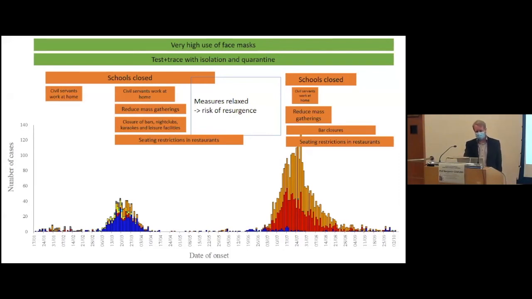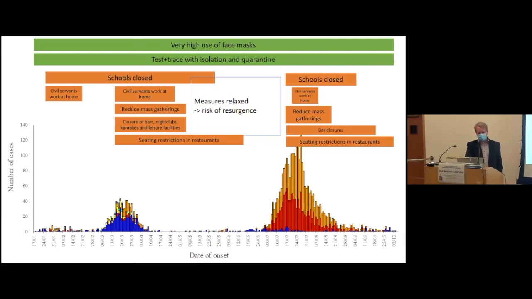And when numbers of cases get really high, I think the test and trace gets more and more difficult. So what has worked? I put the measures in orange here: the social distancing measures, the civil service working at home, the reductions on mass gatherings, the closure of bars, nightclubs, karaoke leisure facilities, and the restaurant restrictions as well.